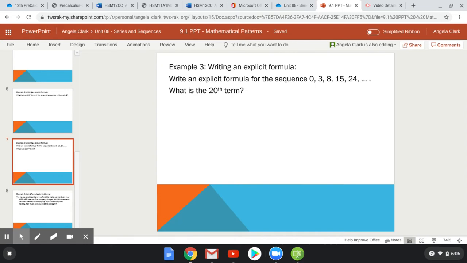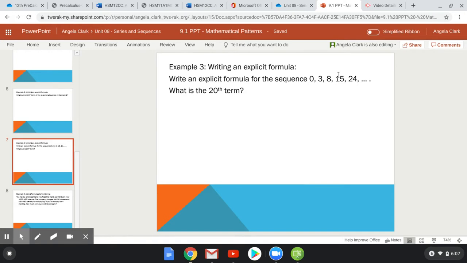All right, continuing 9.1, we're going to write an explicit formula for this sequence, and then we're going to find the 20th term. So writing explicit and recursive formulas are all about figuring out your patterns in your sequence of numbers. So you might try seeing how much you're adding, how much you're multiplying by, trying different things to try and figure out what the pattern is.